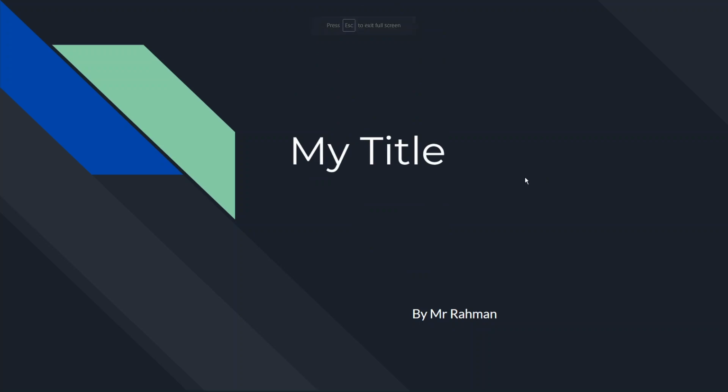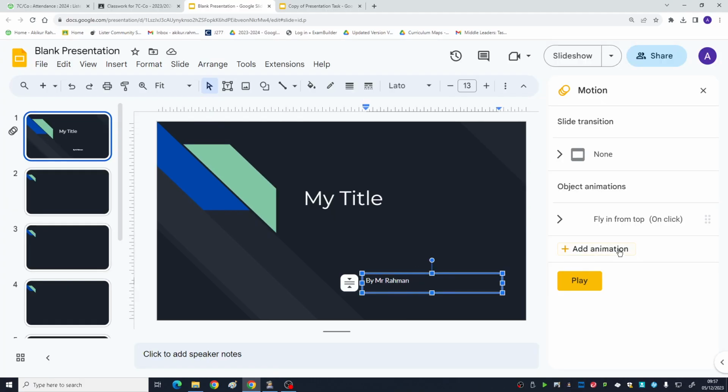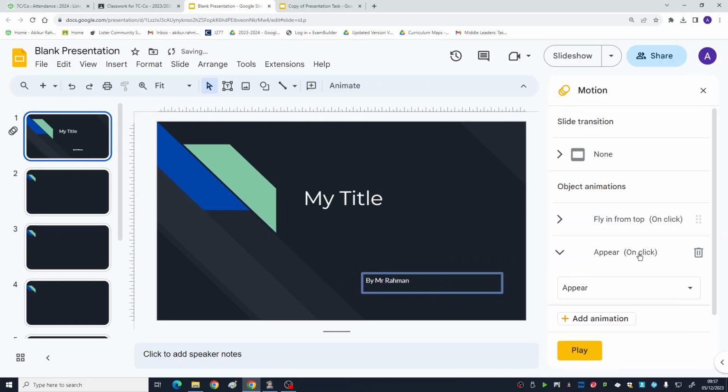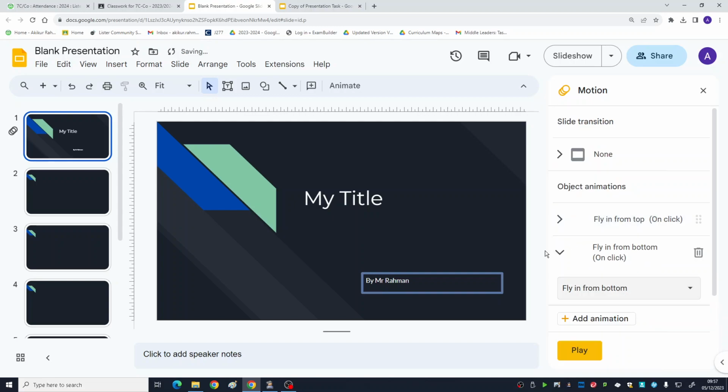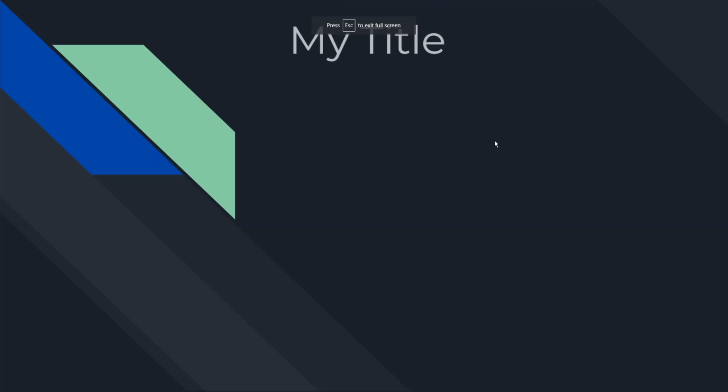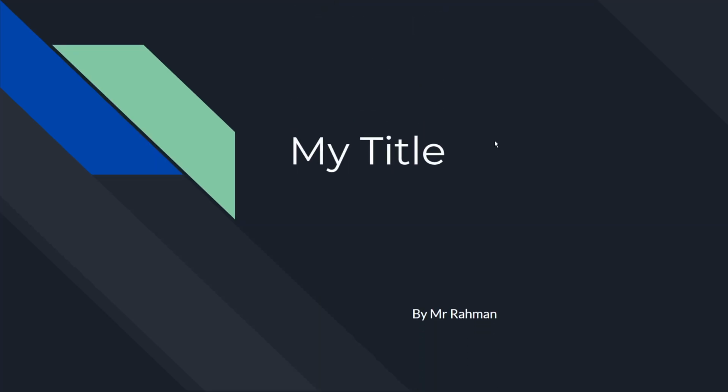A bit better. We can also animate this text. We can click on add animation, and this one I'm going to fly in from the bottom. Oops, sorry. Fly in from the bottom. Slideshow, let's test it out. Flying from the top, flying from the bottom. Looks a bit better. Then click it, it goes to the next slide.